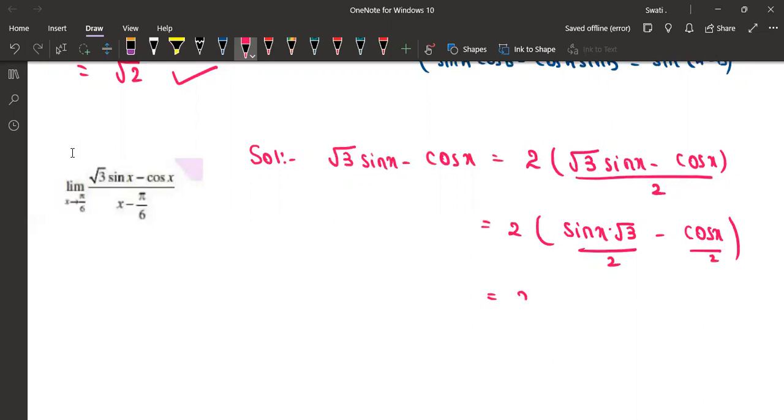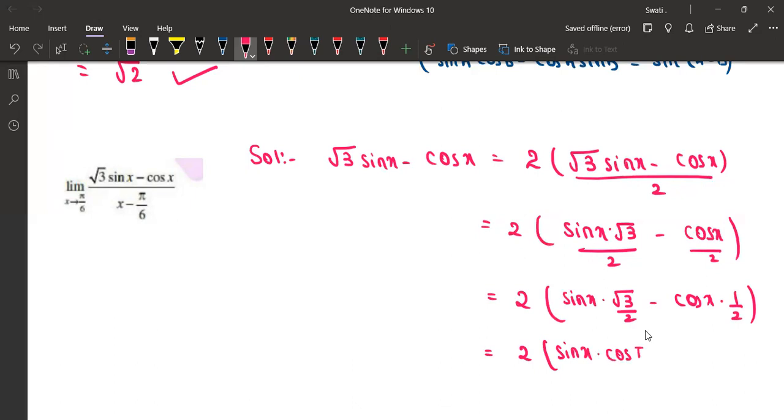Now I can write this as 2 times sine x. I can write this root 3 by 2 in this way. Of course, we can do that. Minus cos x, and then this is 1 by 2. We can, of course, write it in this way. 2 sine x. Now, for what value of cos is the value root 3 by 2? We all know that cos 30 is root 3 by 2. So, cos 30 in terms of pi, we can write as cos pi by 6 minus cos x as it is. And now, for what value of sine is the value half? Of course, sine 30 only. So, that will become sine pi by 6.